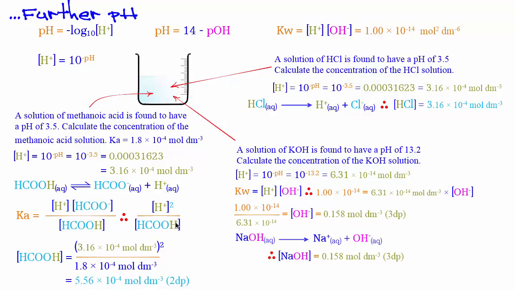I have the value for my Ka. I have the value for my H plus. I can put those in and take this to the other side. The H plus concentration, which is 3.16 times 10 to the minus 4, squared, then divided by the Ka will give me the acid concentration. So in this case it comes to this value here, 5.56 times 10 to the minus 4 moles per decimeter cubed to 2 decimal places. Do keep an eye out for the Q&A video and try to practice as many of these as you can.